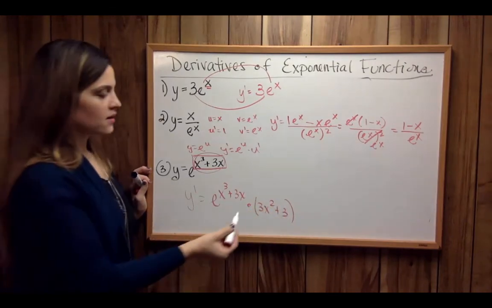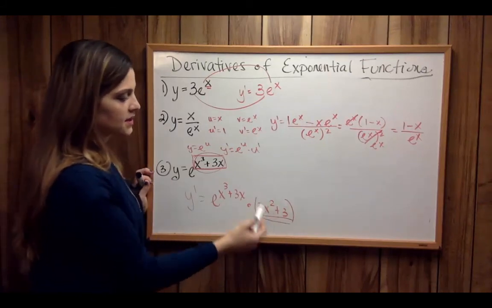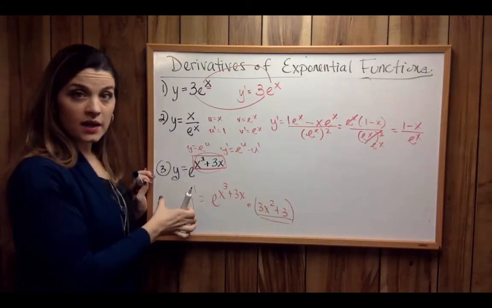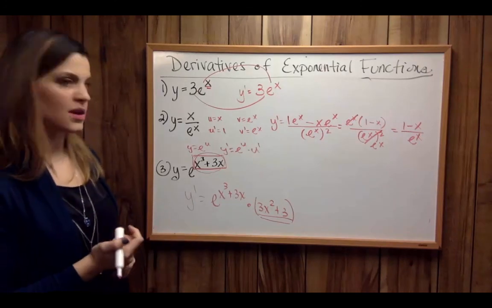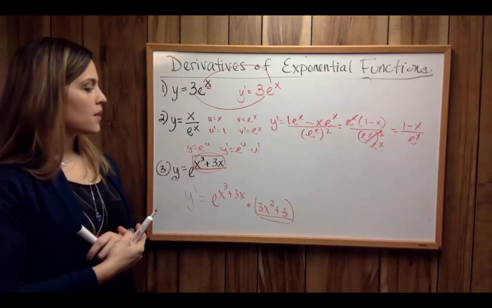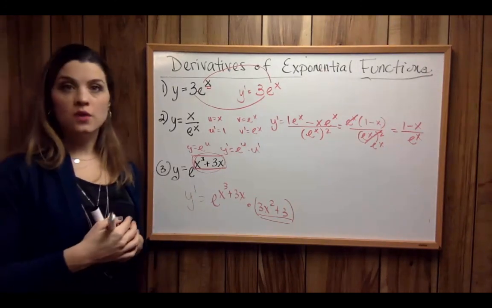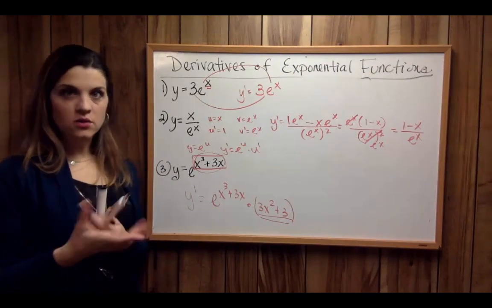And you can leave it like that. Sometimes we like to see the parentheses placed in front of e, but it really doesn't matter. So you could write it either way. But this would be another example of how you could do a logarithmic exponential derivative.